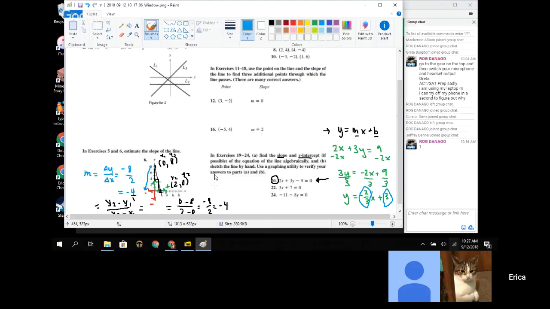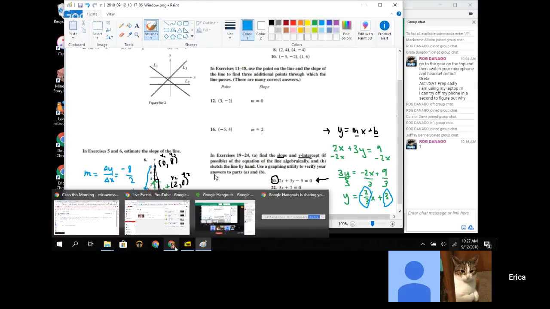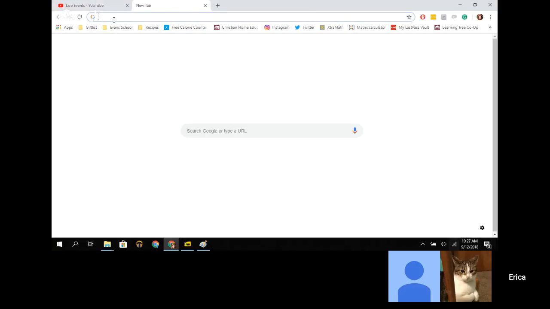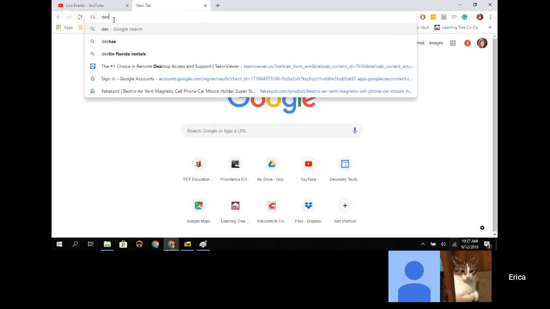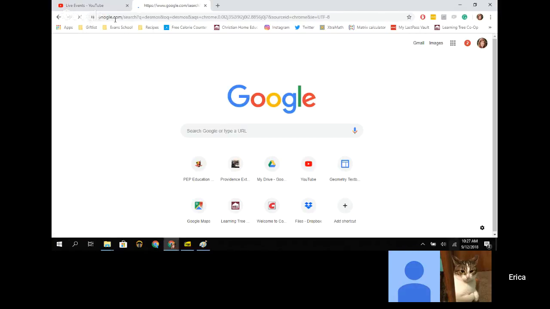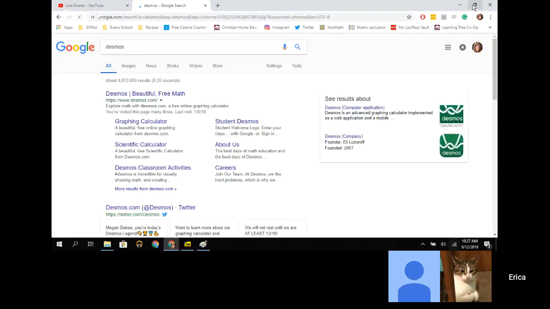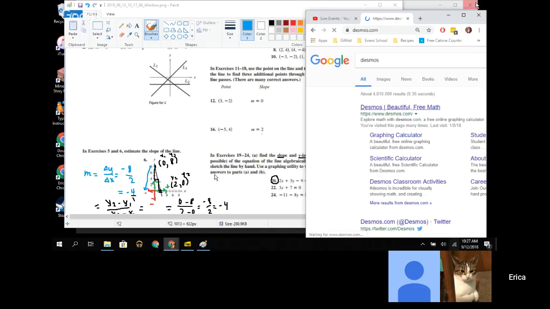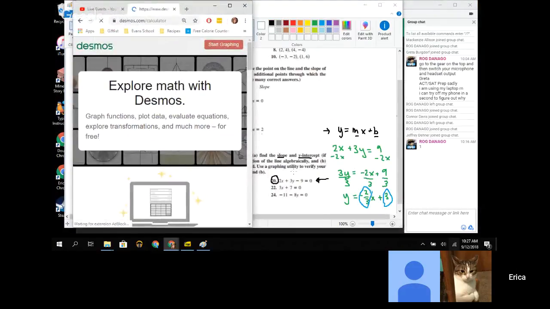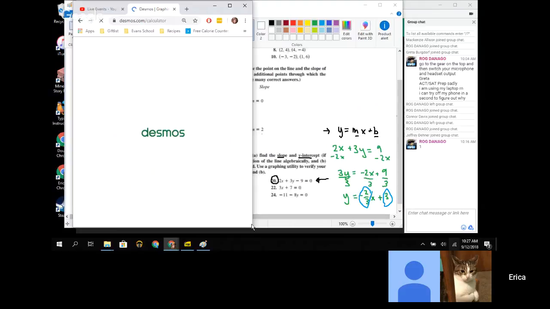Okay, let's see, I haven't used Desmos in a while. Let's pull up Desmos. Who knows what that is? Desmos. There we go. Good old Desmos. You can totally do this on your graphing calculator. I'm actually going to pull up Desmos and use it as my grid, and then I'm going to see if I did it right.